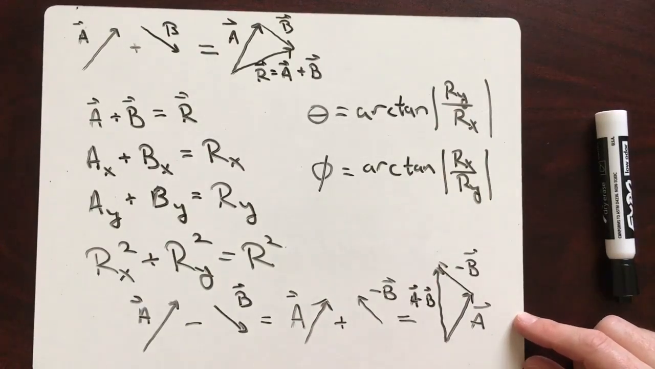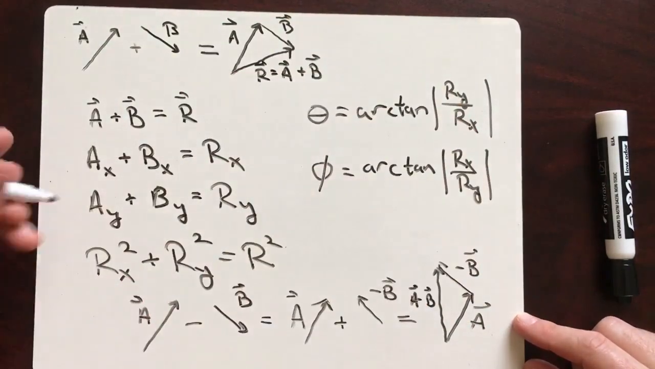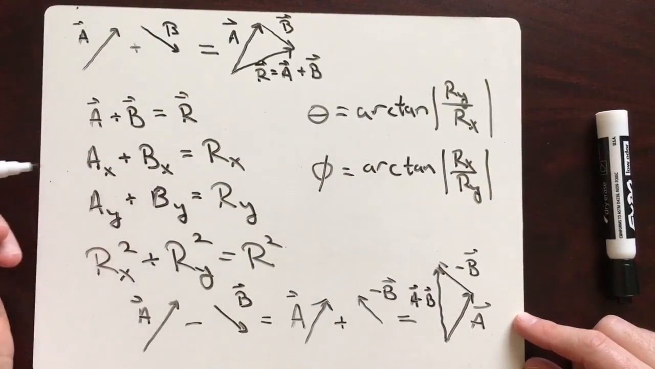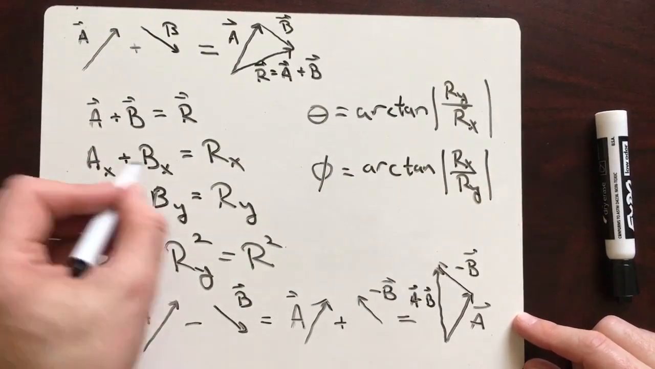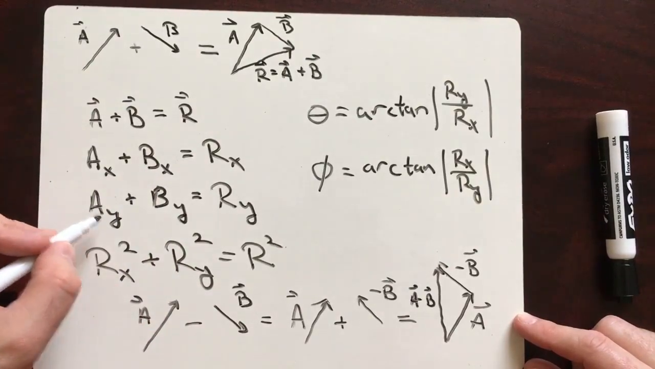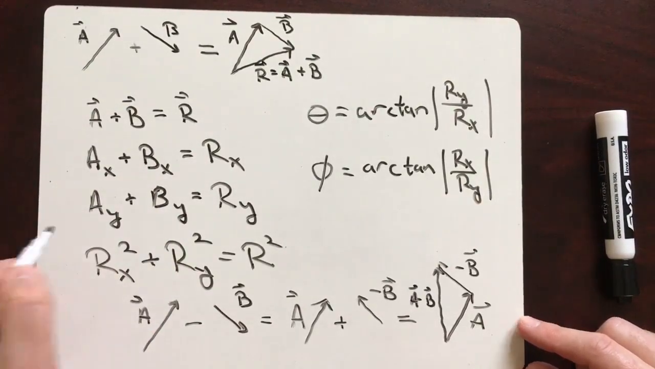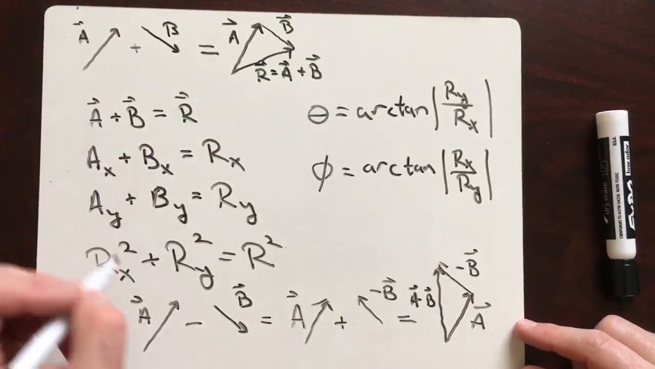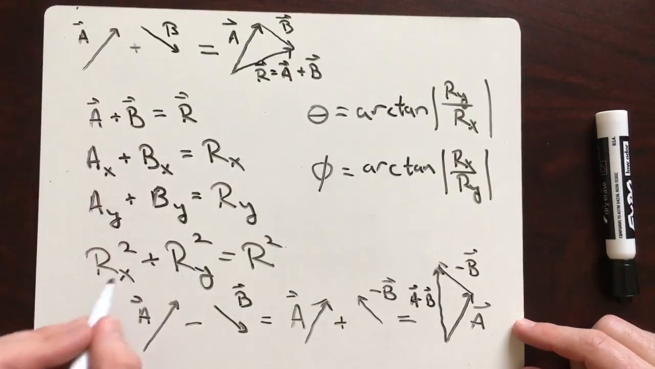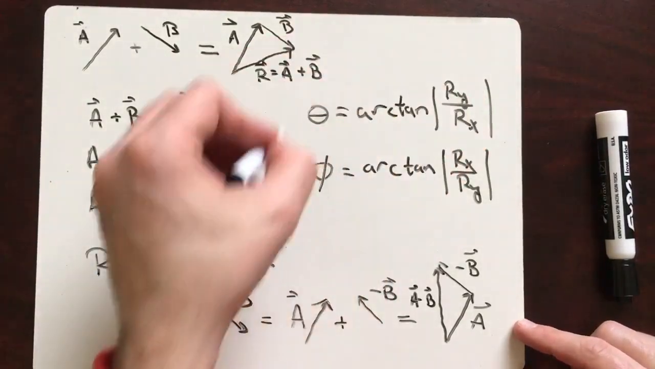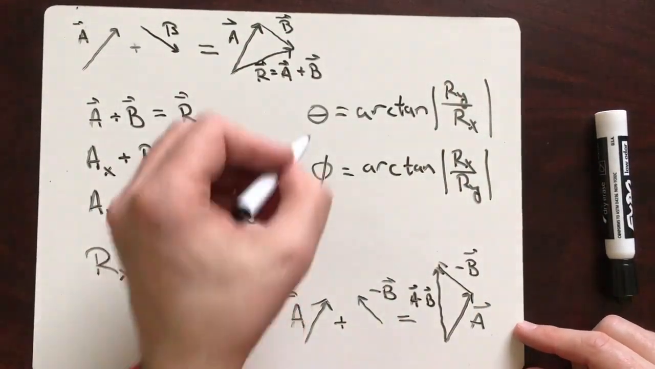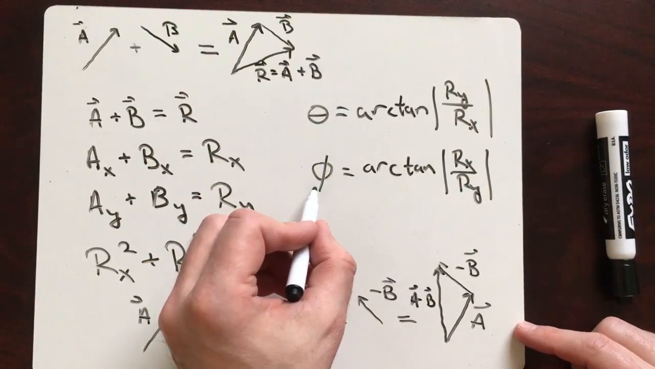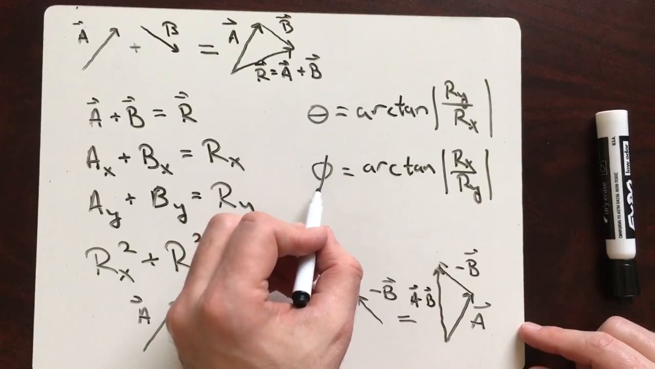And the only thing that would change in all of this work here is with the components, instead of doing a_x plus b_x, I would be doing a_x minus b_x. And here would be a_y minus b_y. That's the only thing. I guess here this would say A minus B. But that's all that changes. This stays the same, and these would stay the same. And again, this theta is the angle with respect to the horizontal. This angle phi is with respect to the vertical.